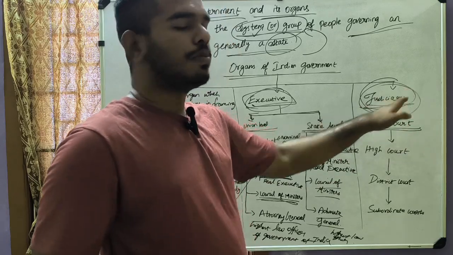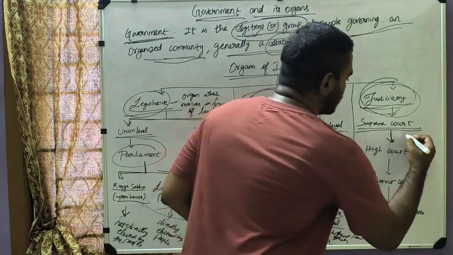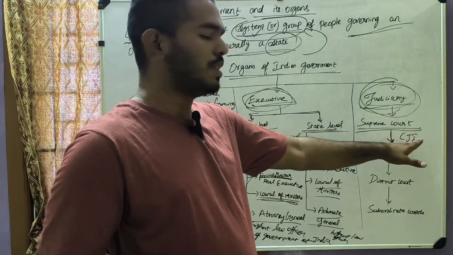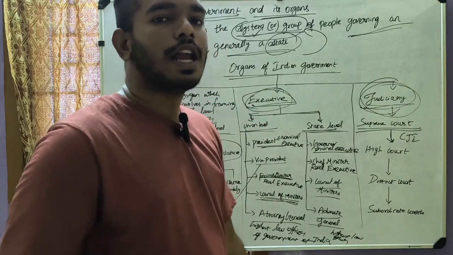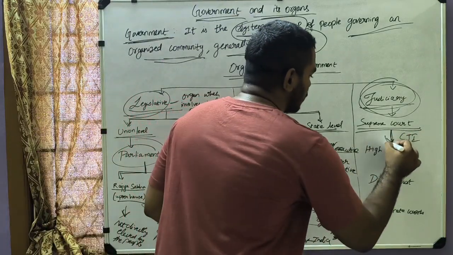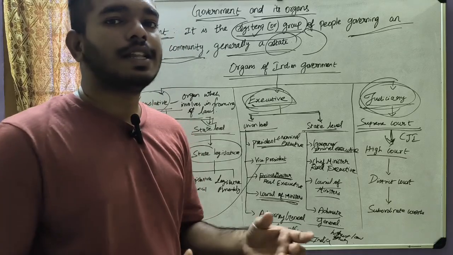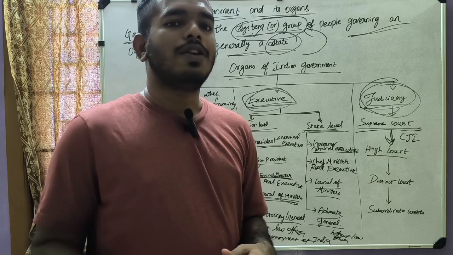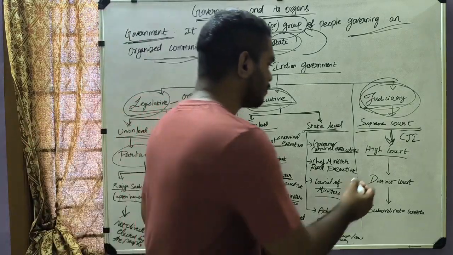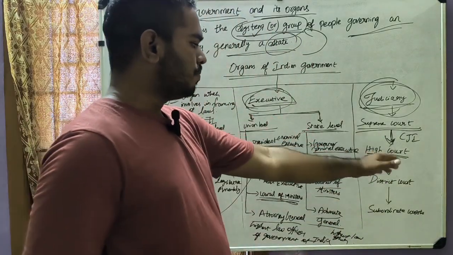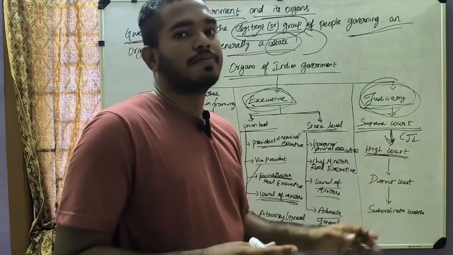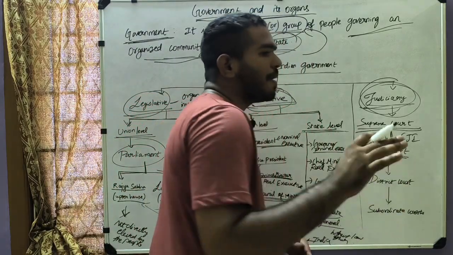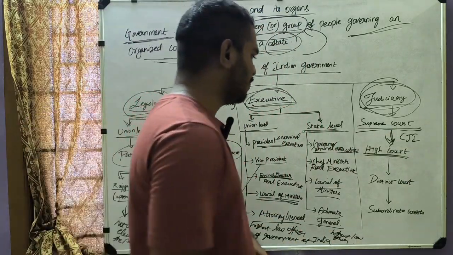At the top level, there is the Supreme Court, which is headed by the Chief Justice of India. The Supreme Court consists of judges, and the Chief Justice, known as the Chief Justice of India, heads the Supreme Court. Below the Supreme Court, there is the High Court. Generally, there is a High Court in every state in India, but there is also one High Court for two states. Okay. So High Courts are present in every state, but some states share the same High Court.